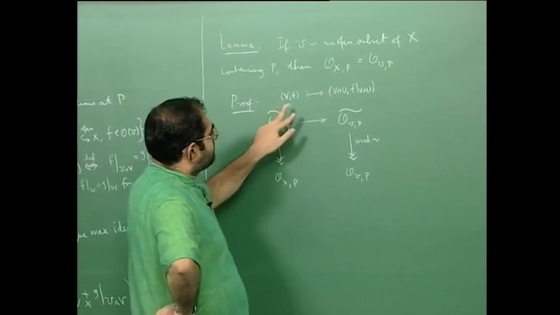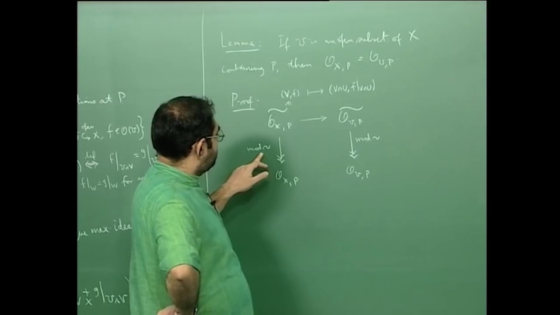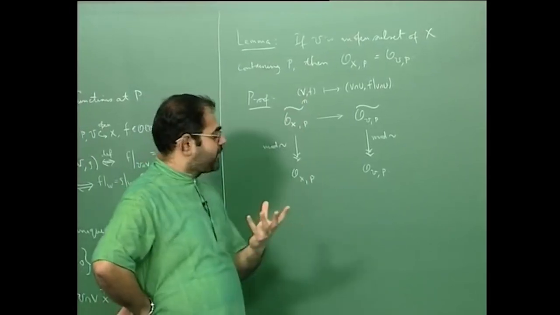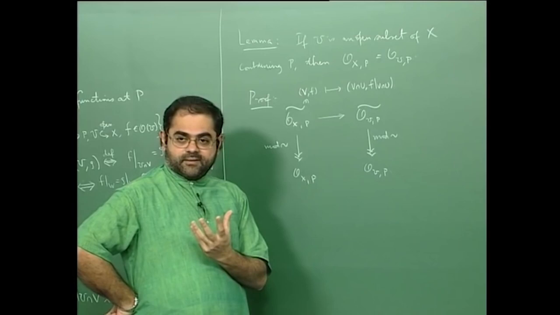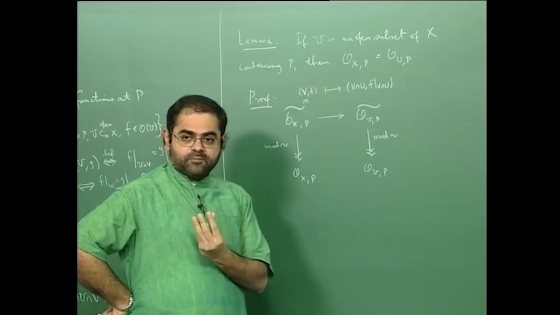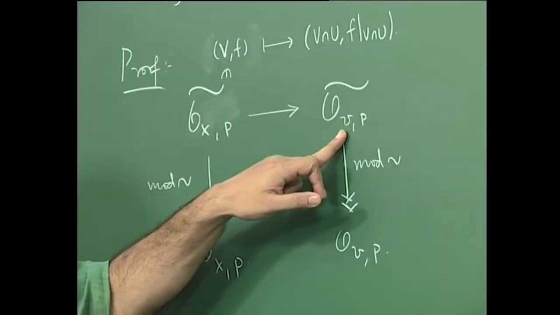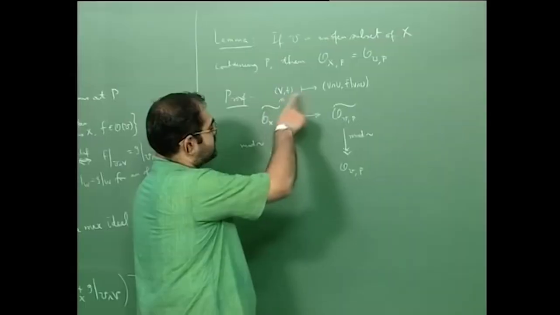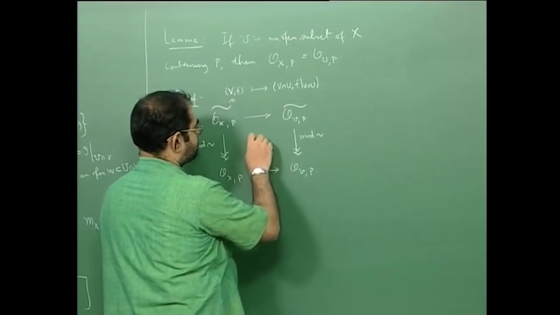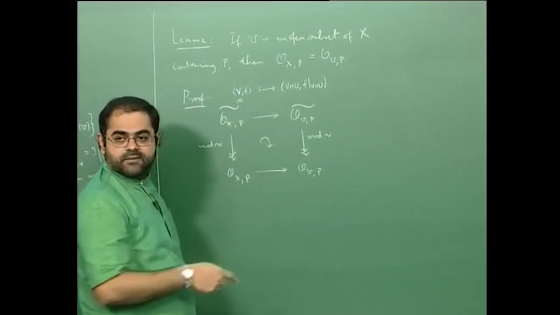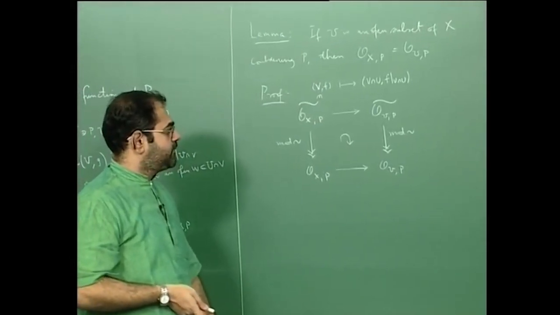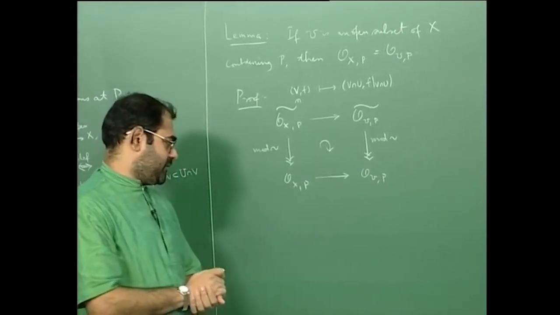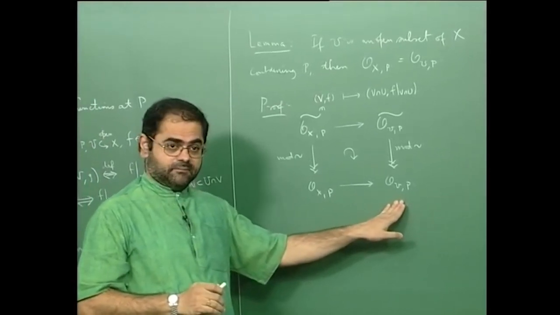What you must understand is that this map will also respect the equivalence. Namely, if two regular functions in the neighbourhood of the point P coincide in a smaller neighbourhood, they will also do so when you restrict these functions to the intersection with U. So this will induce a map like this, so that this diagram commutes. It is easy to check that this map is actually an isomorphism; in fact, it is a natural identification.